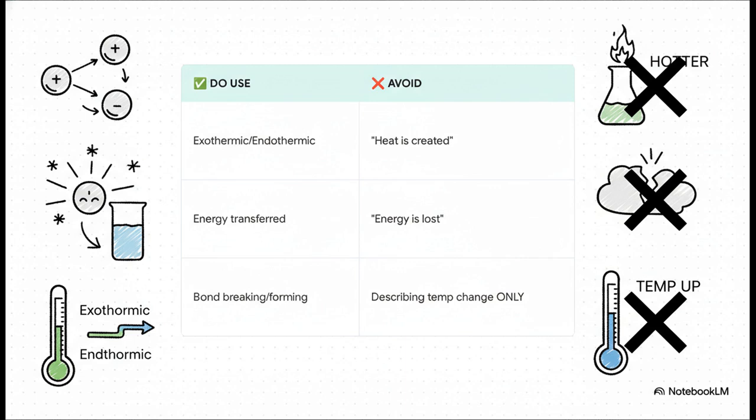And remember that number one mistake we talked about at the start? It's right there in the don't column. Just saying it gets hotter is not a good enough answer. You have to explain why it gets hotter by talking about the energy released when new bonds are formed.